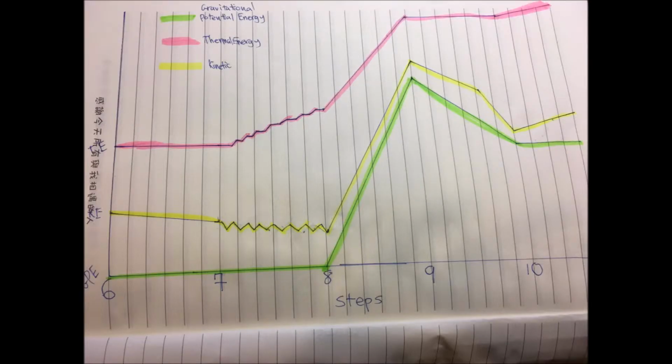The gravitational potential energy stays at 0 because all the actions happen on the ground. However, once step 8 happens, the gravitational potential energy increases rapidly when the door opens and the ball falls down. The gravitational potential energy then decreases because the ball rolls down an inclined plane. It stays constant when the ball hits another ball.